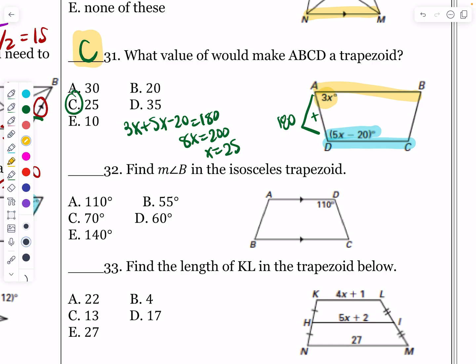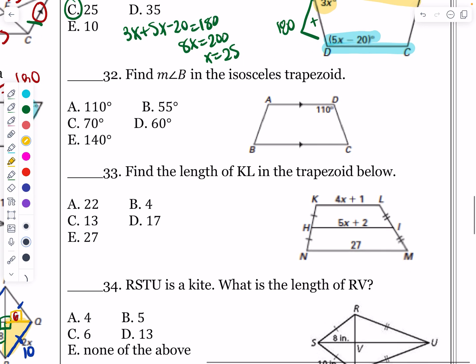All right. Another trapezoid, find the measure of angle B, which is this one right here. It sits on the same base as this one right here, so those are going to be congruent to each other. Go ahead and mark that. And the isosceles trapezoid, ooh, gives me a fancy vocabulary word. What does isosceles mean? It just means that these legs are congruent.